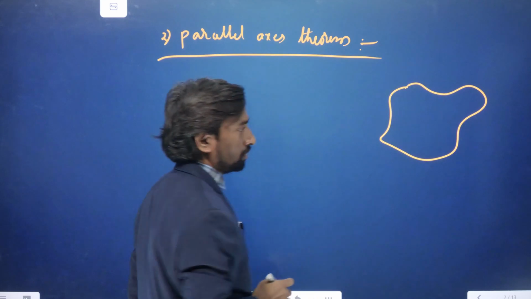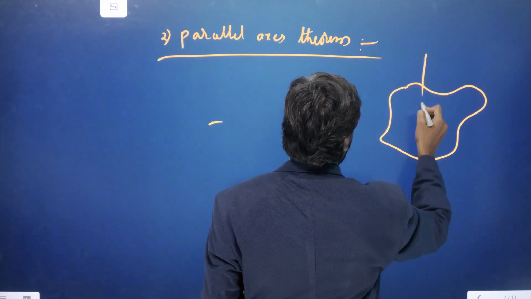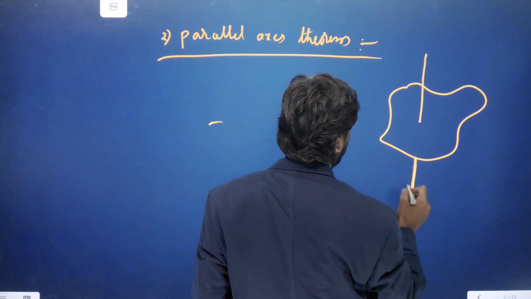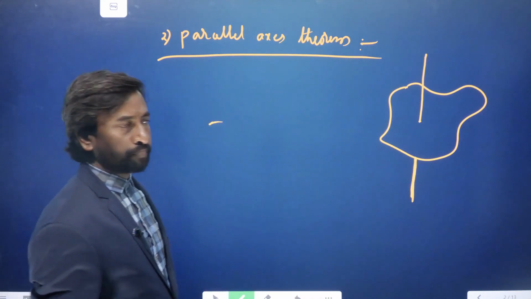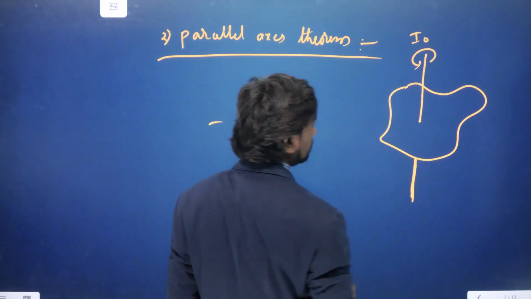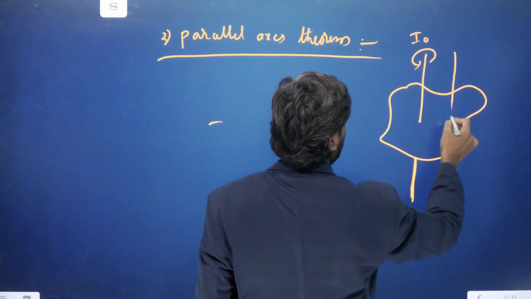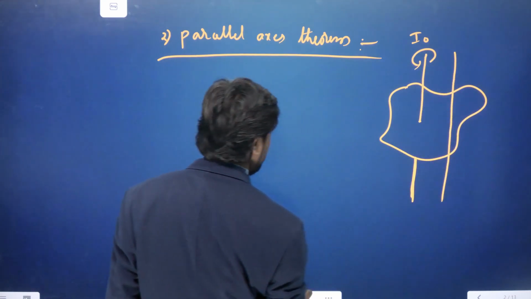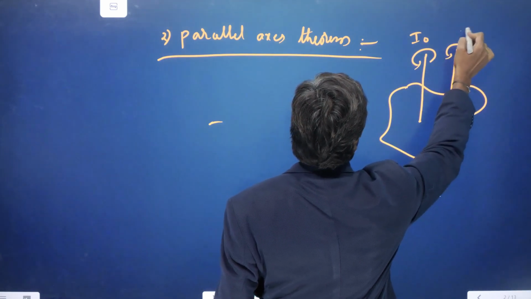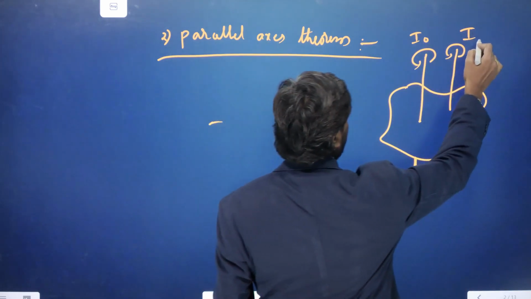Let us consider the moment of inertia about the axis passing through its center of mass. Let us consider the moment of inertia about this axis, which can be written as I naught. And if I want to find the moment of inertia about any axis parallel to this one, about this axis like this, then in this case it can be considered as the moment of inertia about the parallel axis. This is the moment of inertia about this axis.